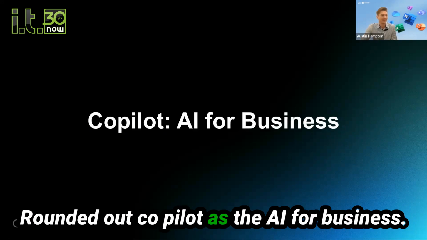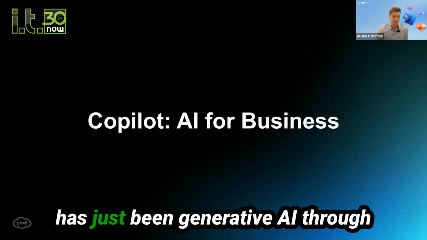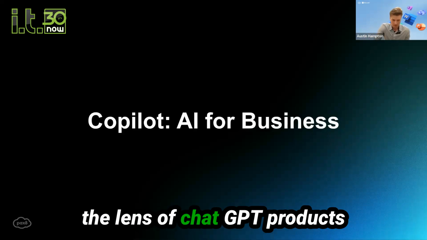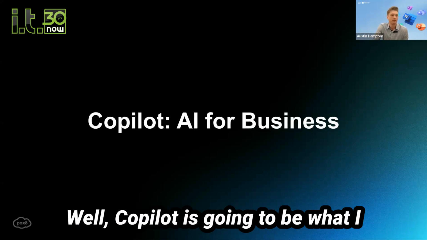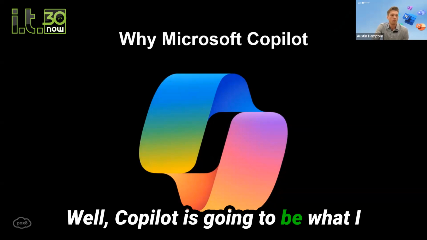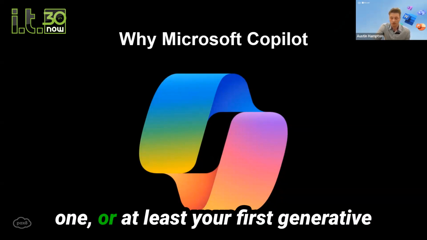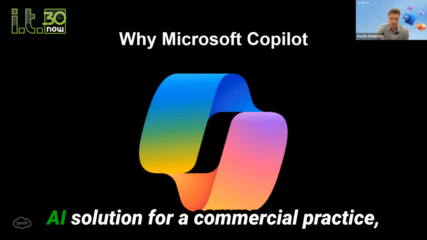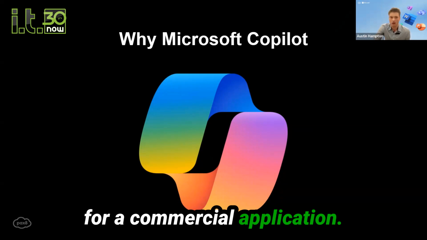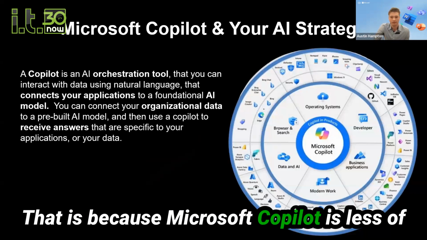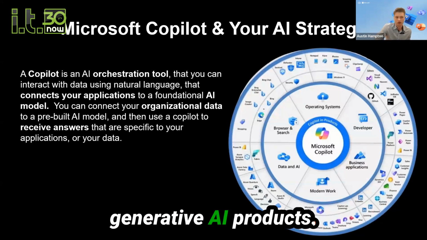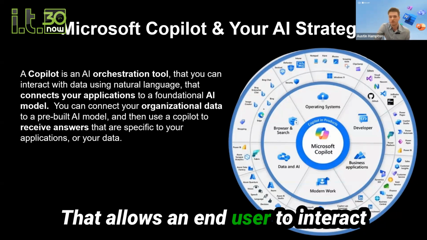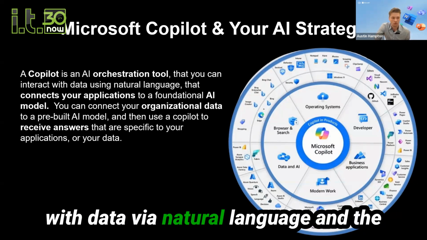Rounded out Copilot as the AI for business. Everything we've talked about so far has just been generative AI through the lens of ChatGPT products, because that's what was studied. Well, Copilot is going to be what I would recommend as your number one, or at least your first generative AI solution for a commercial practice, for a commercial application. That is because Microsoft Copilot is less of a product, and it's actually more of a brand. It's Microsoft's suite of generative AI products that allows an end user to interact with data via natural language.